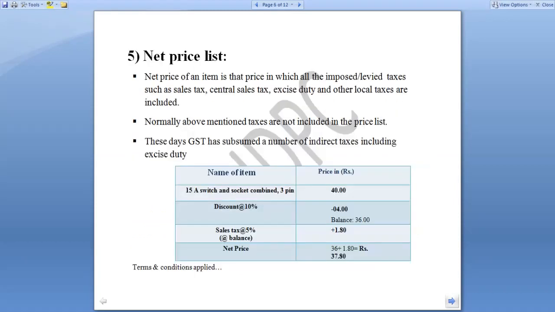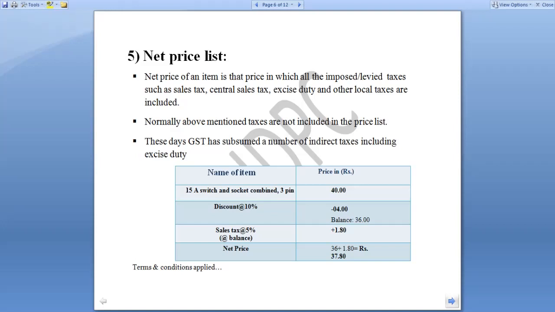Next is the net price list. Net price of an item is that price in which all the imposed taxes, for example, central sales tax, excise duty or other local taxes are all included. That means net prices are inclusive of these taxes. Normally, the above mentioned taxes are not included in the price list as we discussed before. These days, GST has subsumed a number of indirect taxes, including the excise duty.